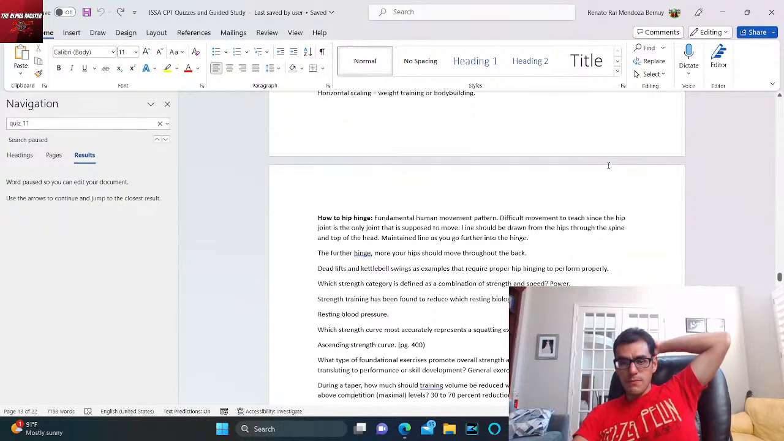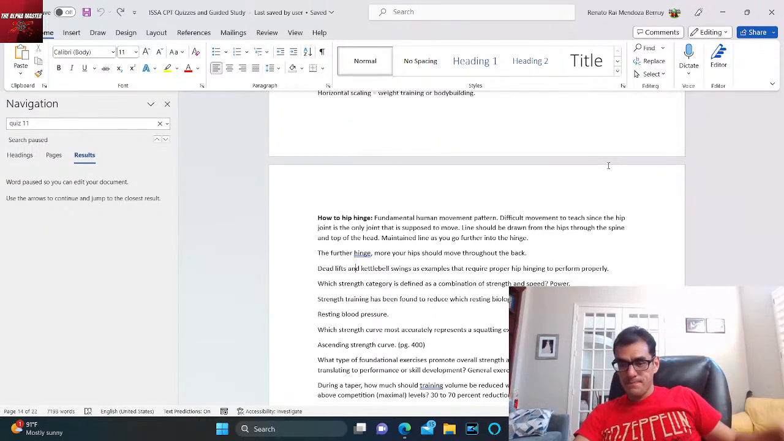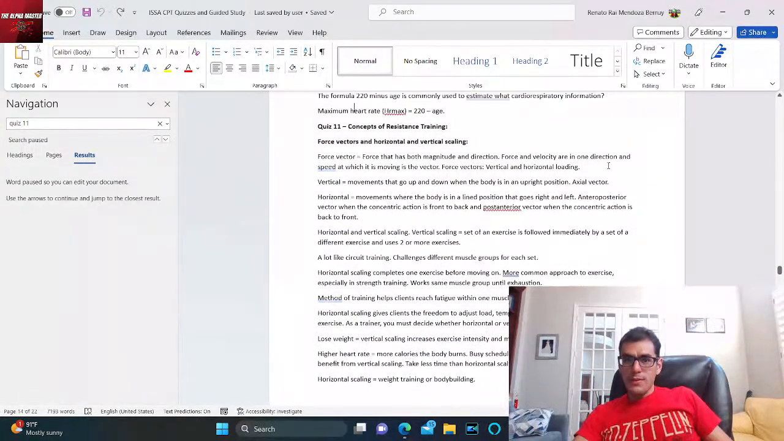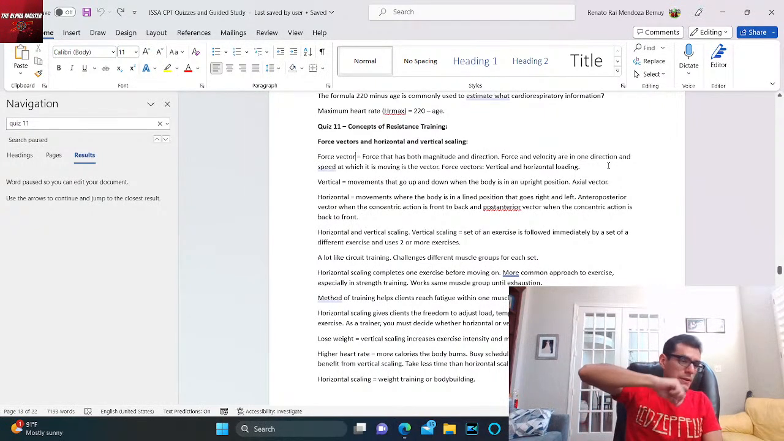How to hip hinge. All right, brother, let's do the concepts of resistance training after a quick break, all right?